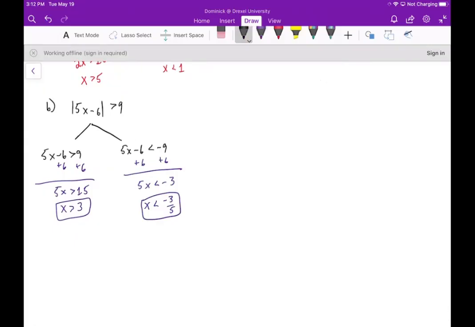Okay, so on my number line, negative 3 over 5 up to 3. Looks like both, again, are getting open circles. And I want stuff bigger than 3, so I need to shade this way. And stuff less than negative 3 over 5, so I need to shade this way. And again, if you wanted to put this in interval notation, we're going from negative infinity to negative 3 over 5. And we're unioning that with the set from 3 to positive infinity.